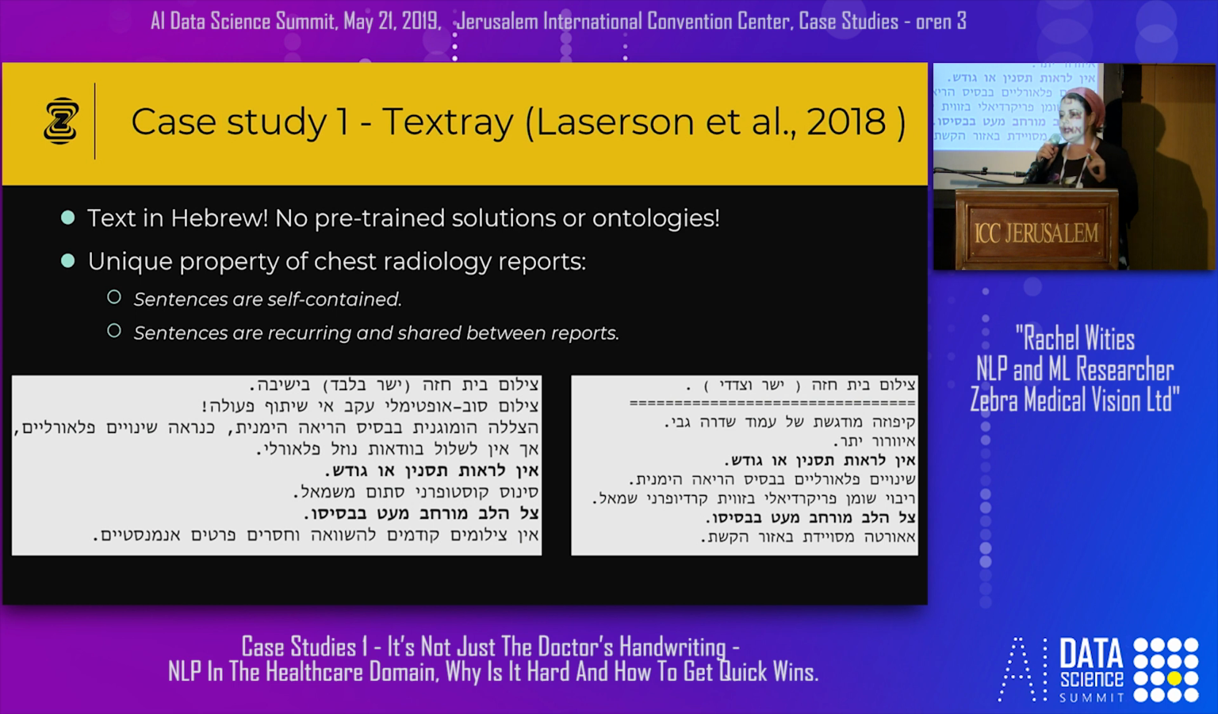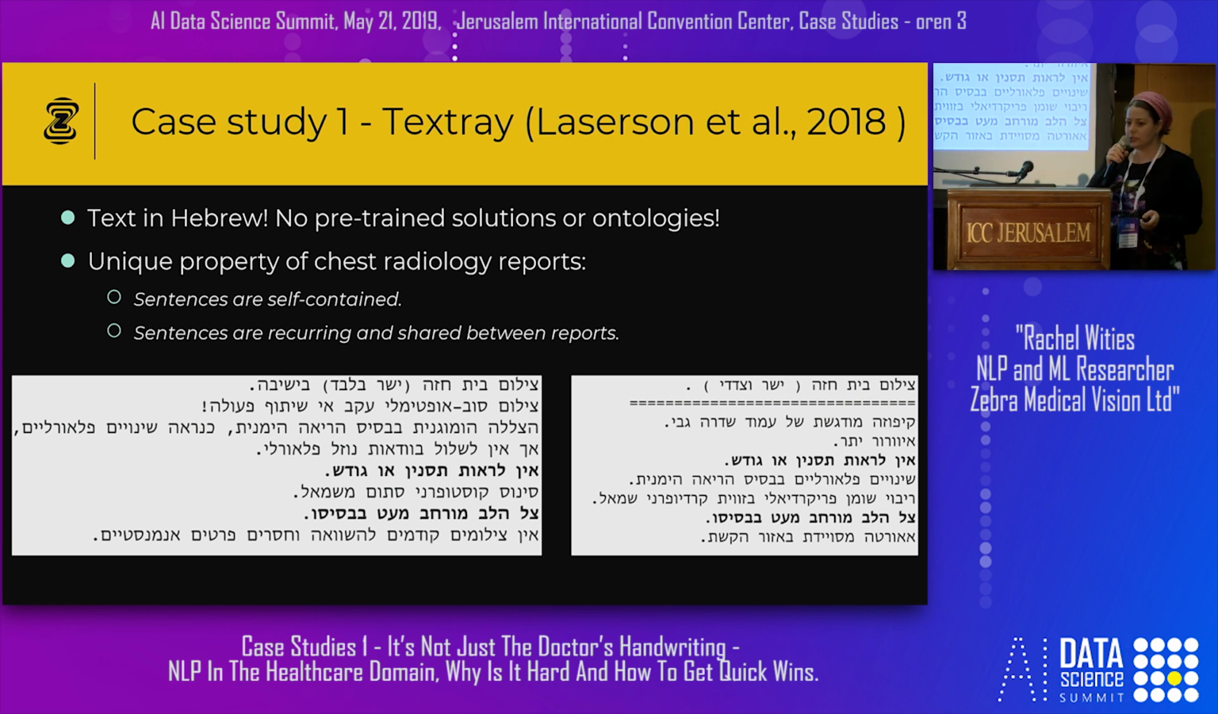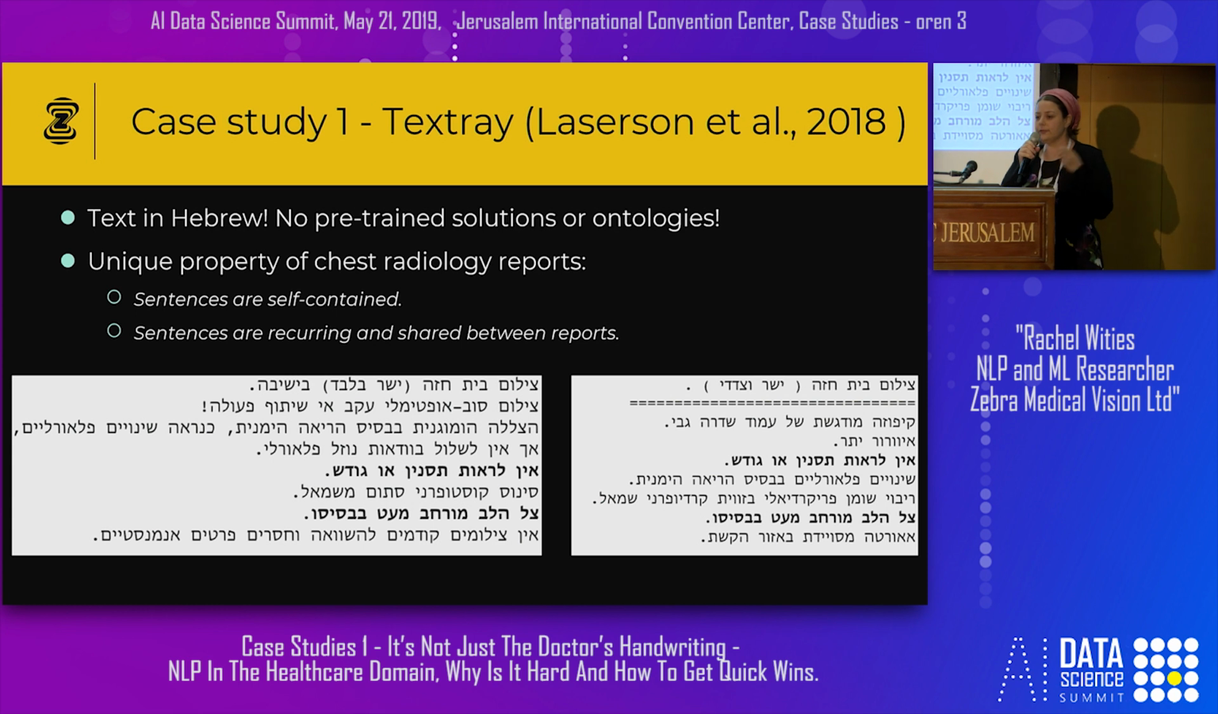He found 2 unique properties of radiology reports that he could use. One of them is that radiology sentences are usually self-contained. Okay? They won't refer to each other. They would usually have all the information within the sentence. And the second one is that sentences reoccur and are shared between different reports. You can see an example here. These 2 sentences, אין לראות תסנינו גודש and צל הלב מורחב מעט בבסיסו, appear in 2 reports and in many more.